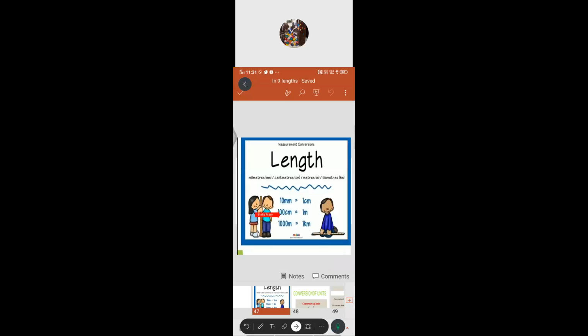Then 100 centimeter equals 1 meter. In this way only we have to make relationships with other units. Then 1000 meter equals 1 kilometer. You have to learn this by heart. Okay, don't forget. 10 millimeters equals 1 centimeter. 100 centimeters equals 1 meter. 1000 meters equals 1 kilometer.